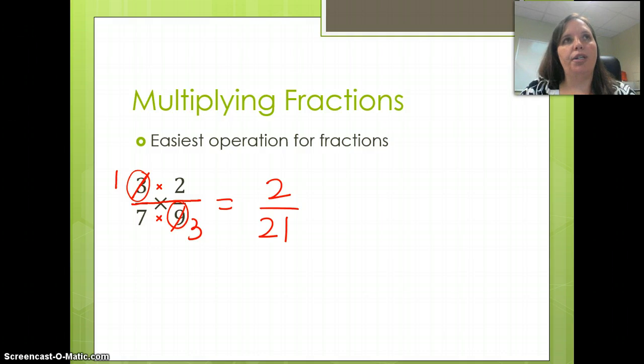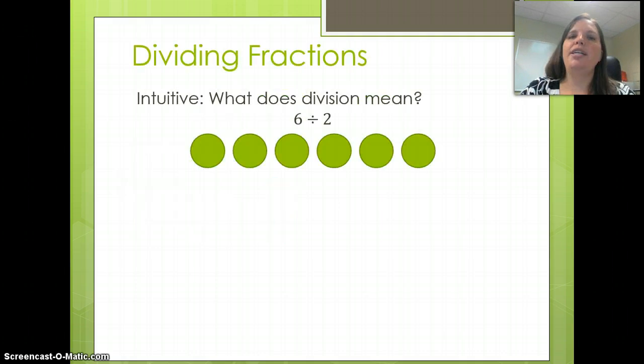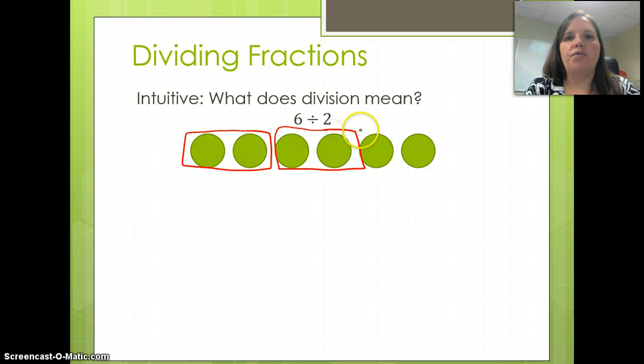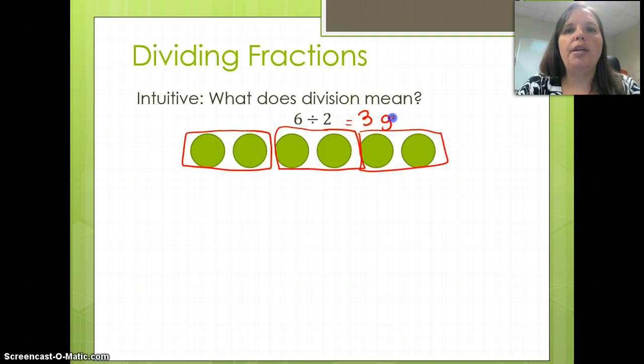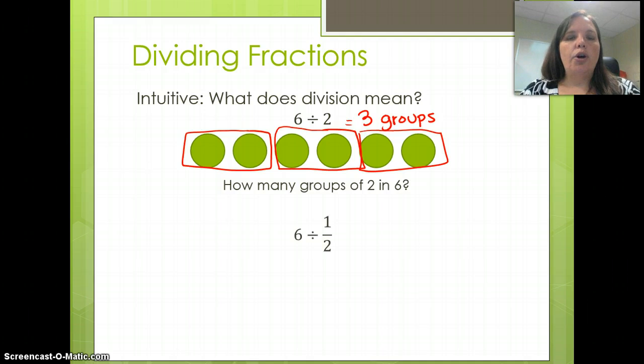So multiplying fractions is pretty straightforward. What is less straightforward is the division. So again, I said let's focus on whole numbers first. What does division actually mean? What does it mean to take these 6 circles and divide it by 2? Well, it could mean to divide it into groups of 2. And the answer is how many groups I can make. That's one way that you can look at what division is asking you for. So how many groups of 2 in the 6 total?